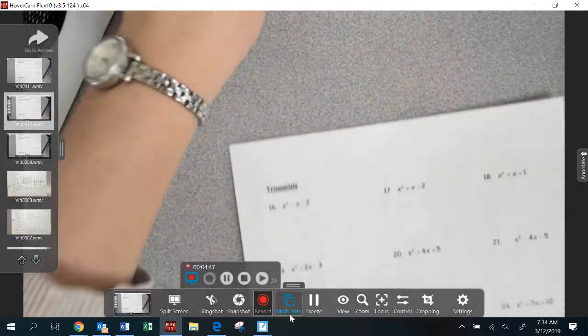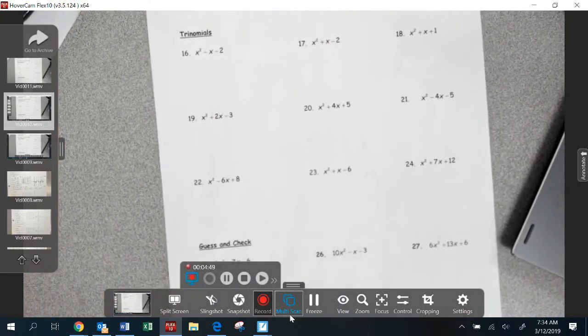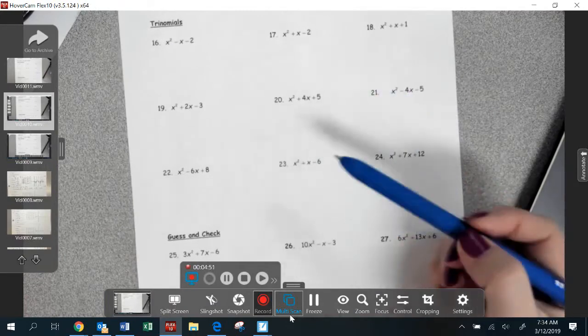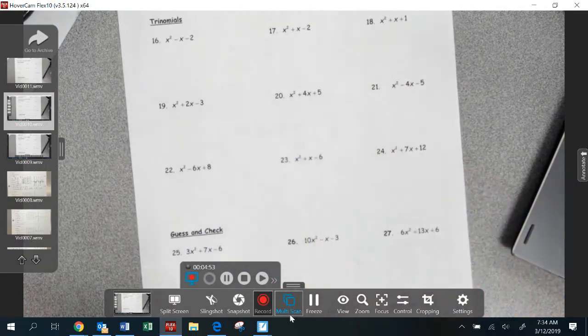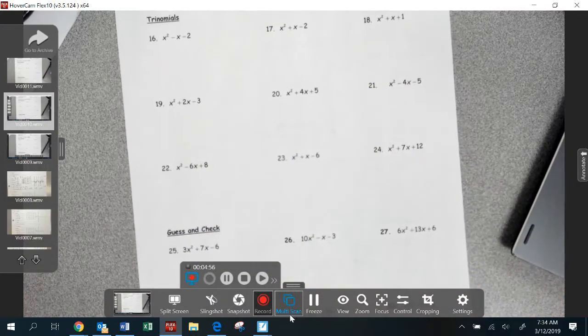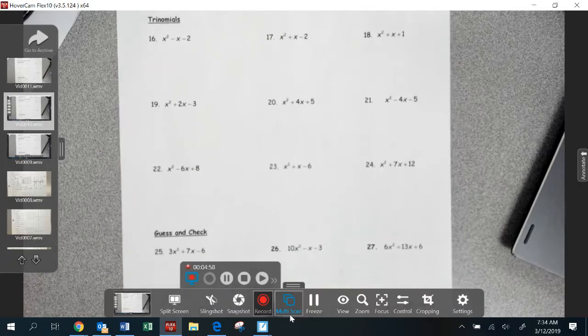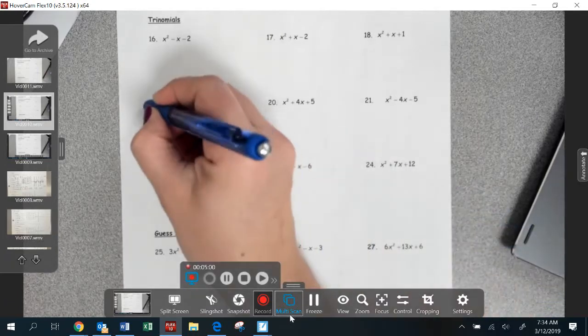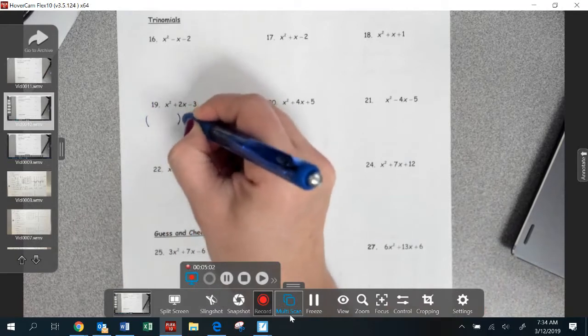Moving on to our trinomials here on the back. Our trinomials, you're going to be setting up just like how we started our difference of two squares factoring. So you're going to be looking at two sets of parentheses. I'll do number 19 here with you.